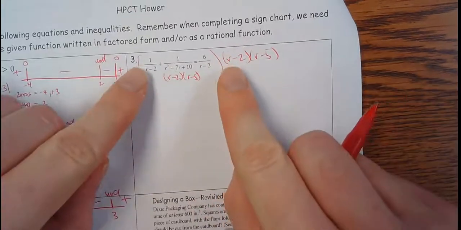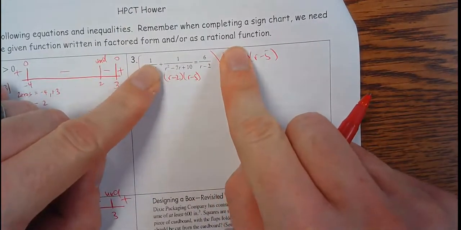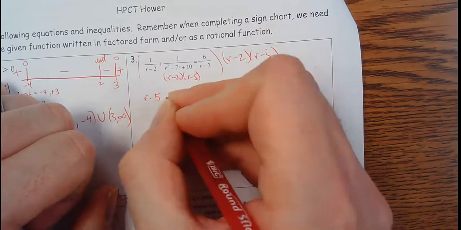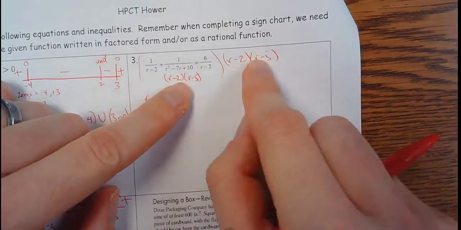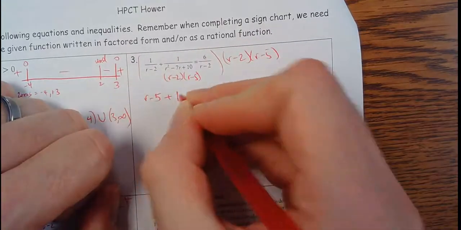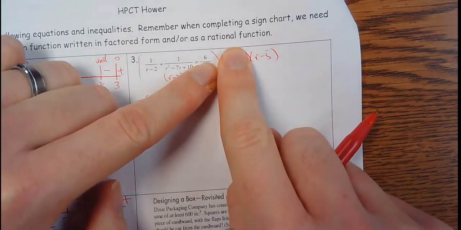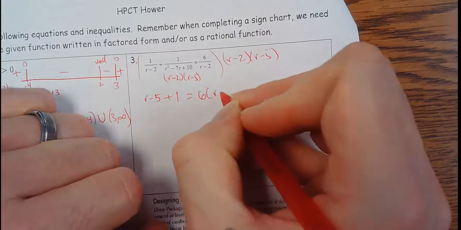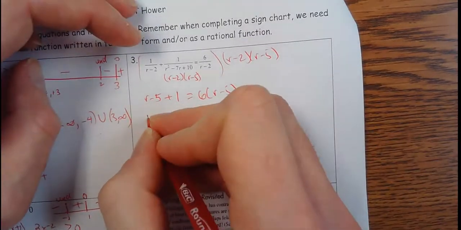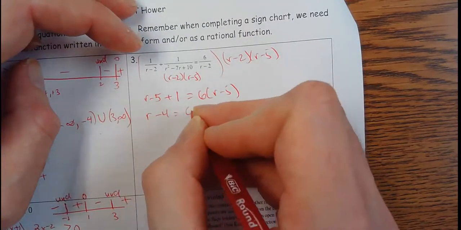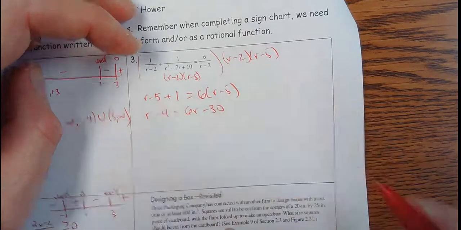The first one already has r minus 2, so it's going to be 1 times r minus 5, which is just r minus 5, plus this has both of them, so they cancel out and you just have a 1. And then r minus 2, so it'd be 6 times r minus 5. On the right side, it'd be r minus 4 equals 6r minus 30.